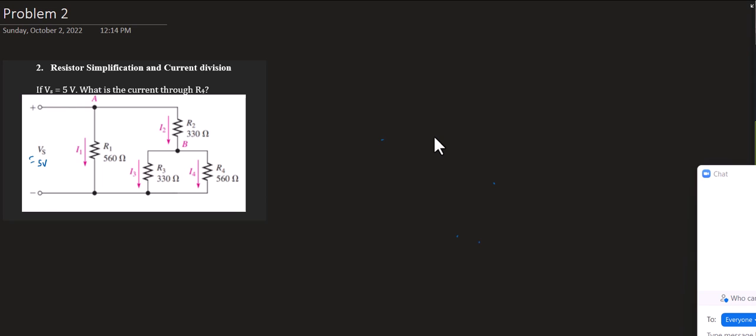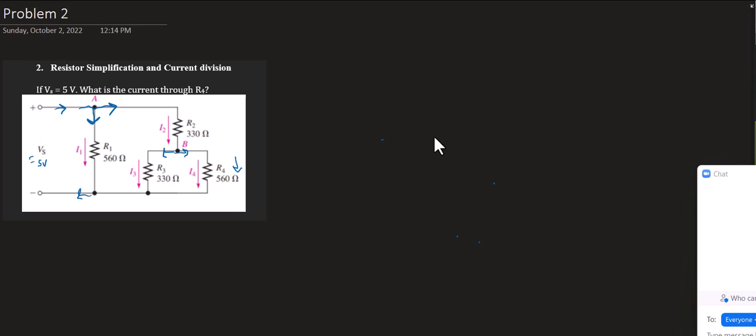Okay, so we want to find the current through R4. But in order to find the current through R4, we're going to have to find what I call the total current, or the current that's coming out of the voltage source. That current breaks up into two branches. Some of it goes down here, and some of it goes down here. And then that same current comes here, and it goes through R2. It doesn't change when it goes through R2, but it breaks into two branches here. Some of it goes through R4 and some of it goes through R3. And then by the time you get to the bottom, it's all back together and it's all the same current.